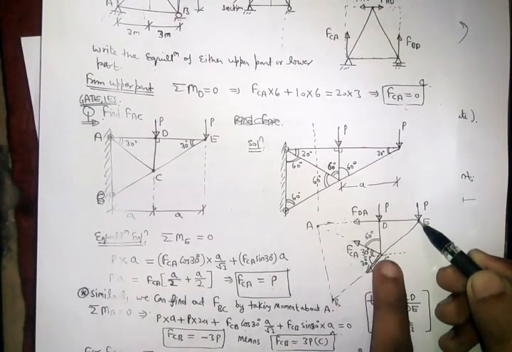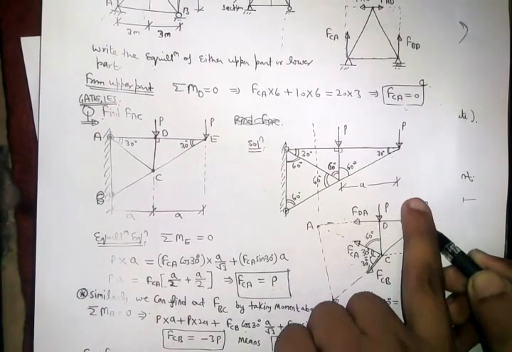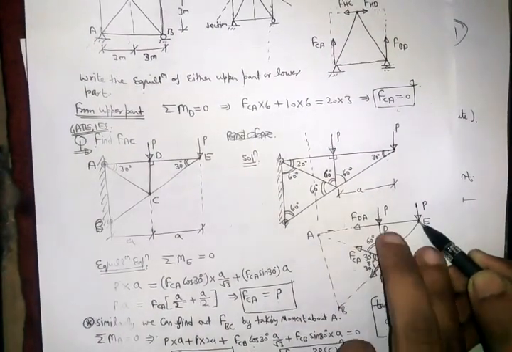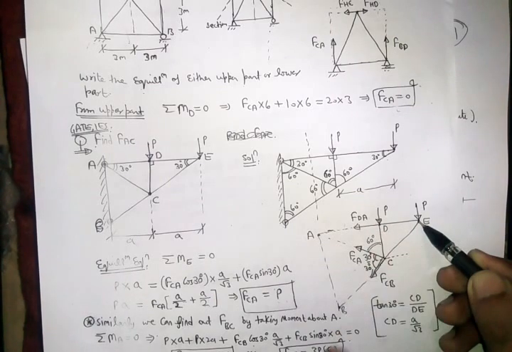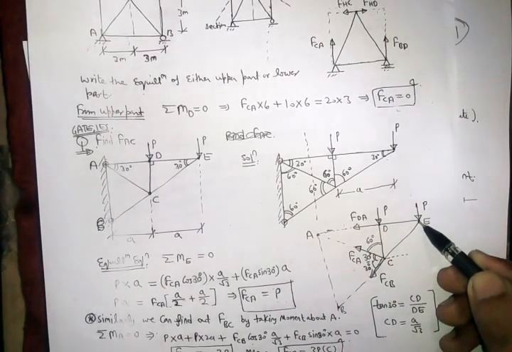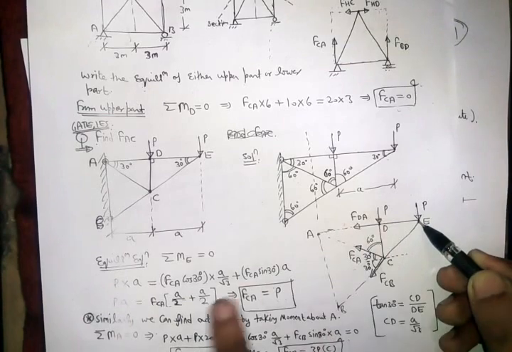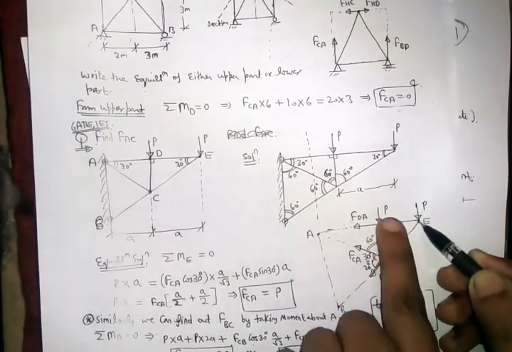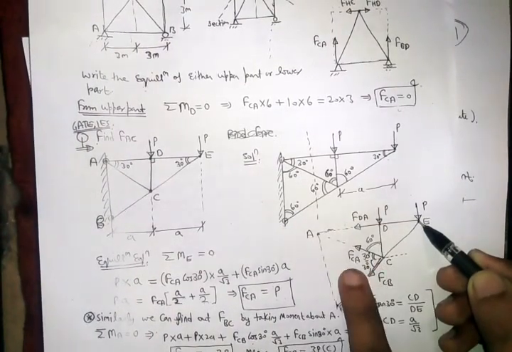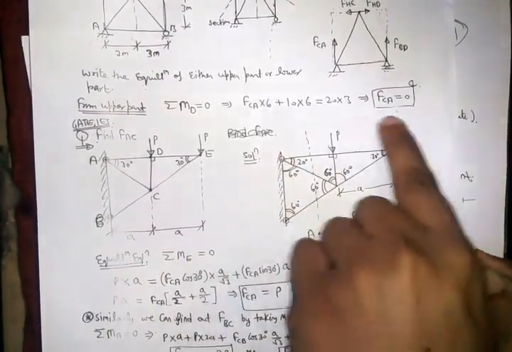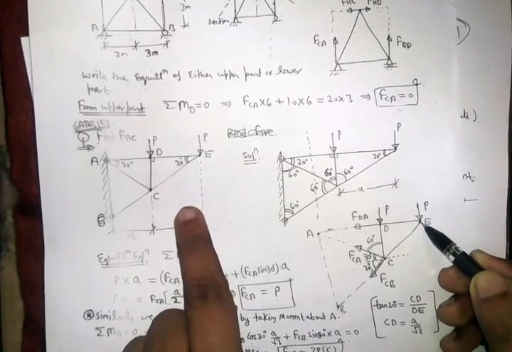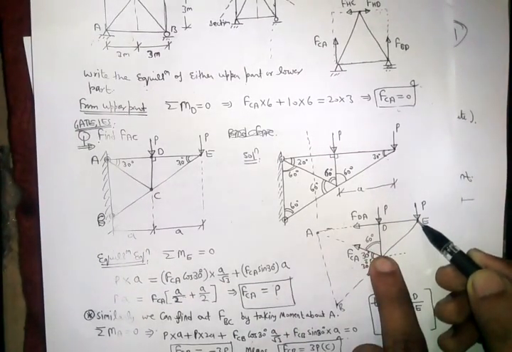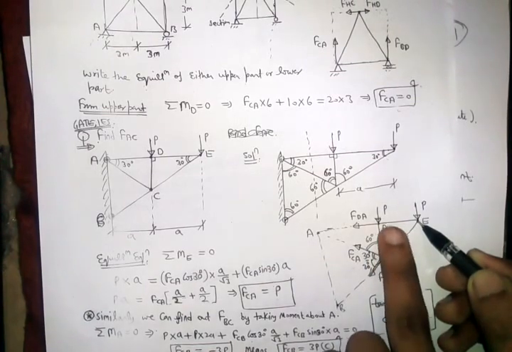So the moment will be: this will rotate in this direction, P. So P into this distance is what? It is given, A. So P into A in this direction, and this is 0, this is 0. FCA cos 30 in this direction, so FCA cos 30 into this distance. This distance I can calculate by geometry. It will be A by root 3.